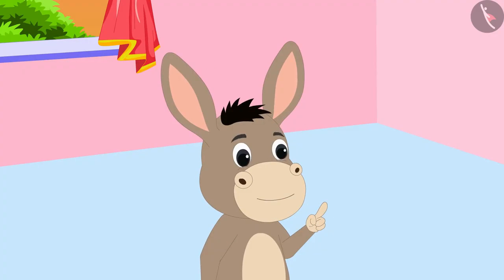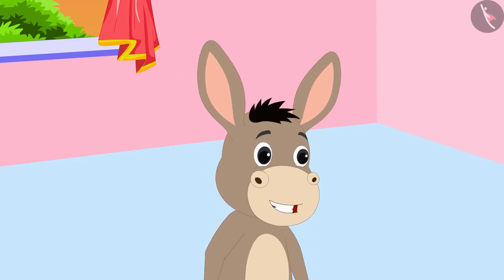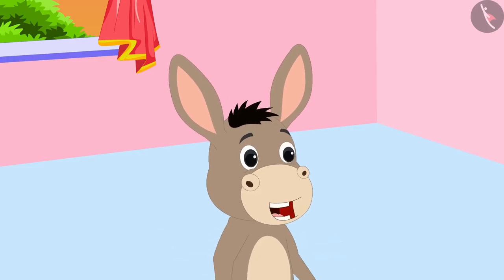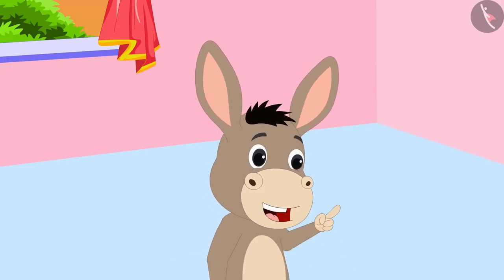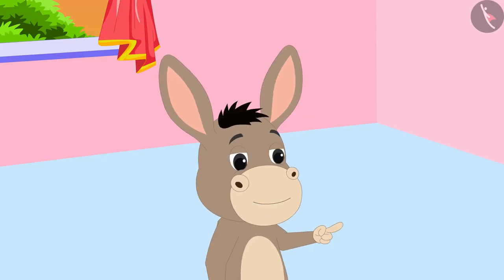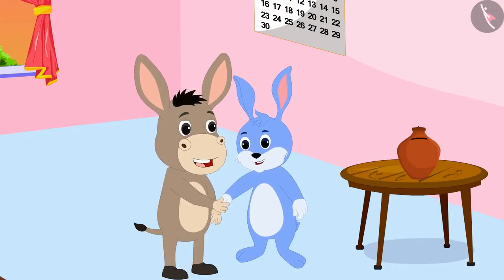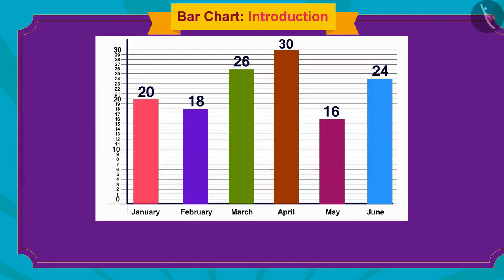Well done, Bunny. You learned very quickly. Now, just like this, you continue saving money so that by the end of the year, you can accumulate a lot of money. Bunny promised Bhola that he would continue to save money. Children, in this video, we learned about bar charts. In the next video, we will learn more about it through some interesting examples.